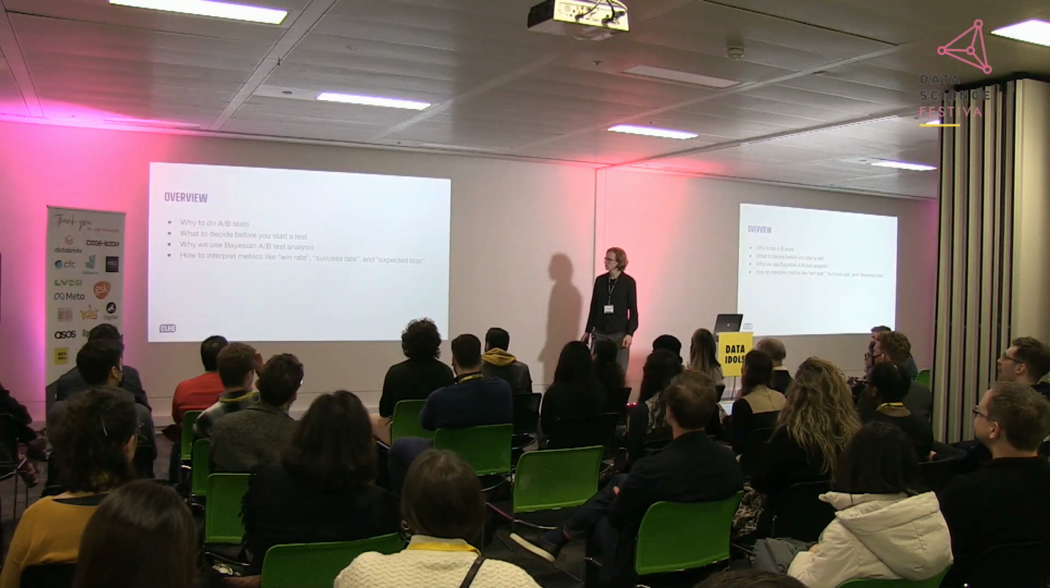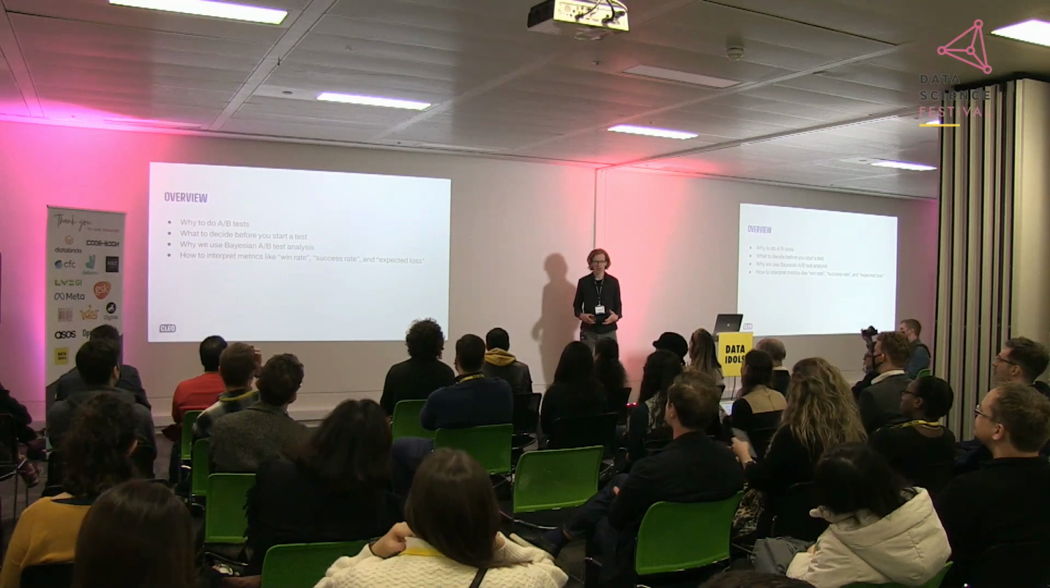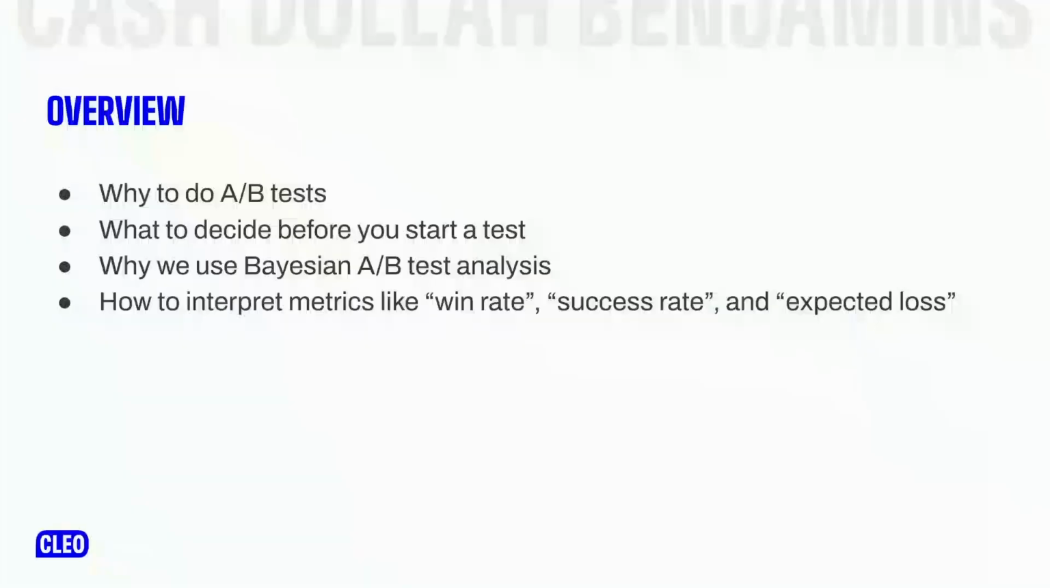So I'm going to start by introducing Cleo as a company, why to do A/B tests, and what you need to decide before starting the test, including choosing how you'll analyze the data and how you'll make a decision. I'll go over why we use Bayesian A/B test analysis at Cleo, and how to interpret metrics within Bayesian A/B test analysis like win rate and expected loss, and some of the maths behind those metrics.